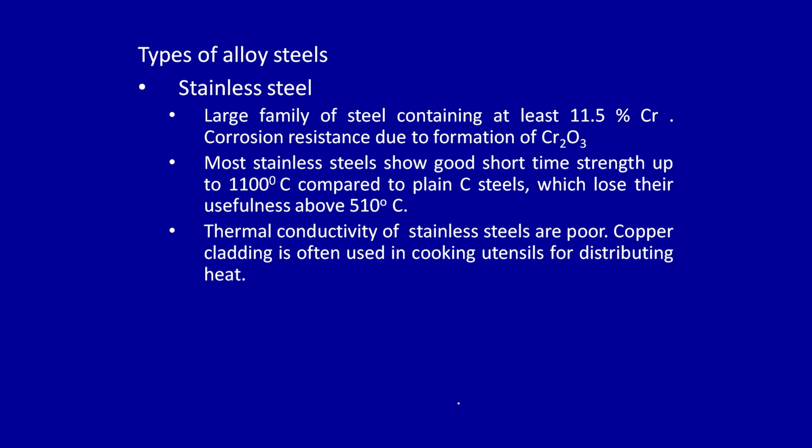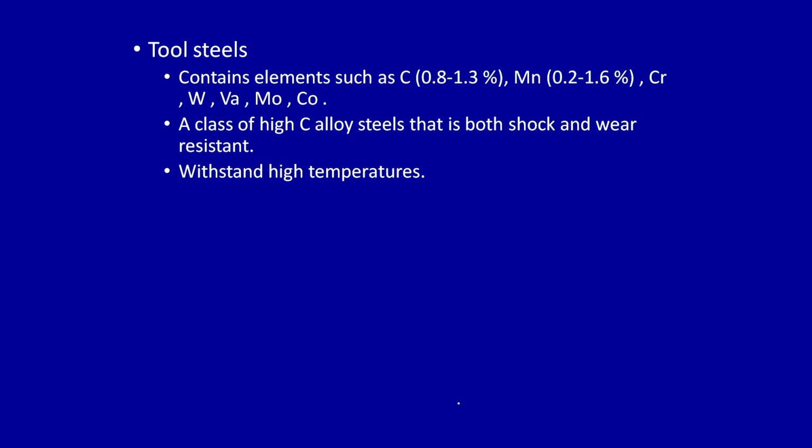On the other side of the container, stainless steel gives you good corrosion resistance and other properties. Steel is a wonderful material, whether you like it or not, it is present everywhere, you cannot remove it. Another important steel is tool steel, which is used for all kinds of tools like cutting tools. It contains elements like manganese, a high amount of chromium, tungsten, vanadium, moly, cobalt. This gives you very high shock and wear resistance, and it withstands high temperature. Tool steels are supposed to withstand high temperature because they are used for tooling purposes.